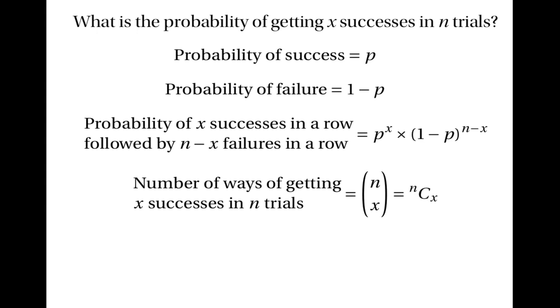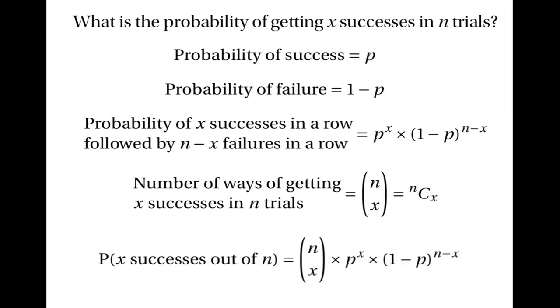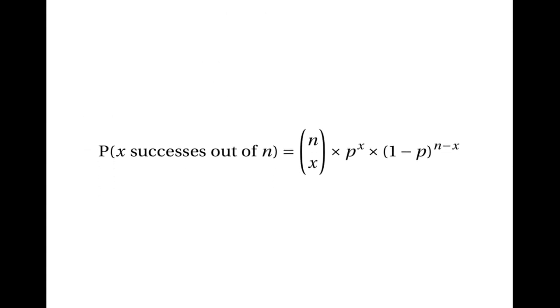So using that notation, we can say that the probability of x successes out of n is n choose x times p to the power of x times 1 minus p to the power of n minus x. So this is the key formula that you need to remember for the binomial distribution. It can be rewritten like this.